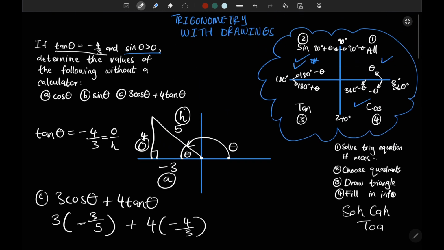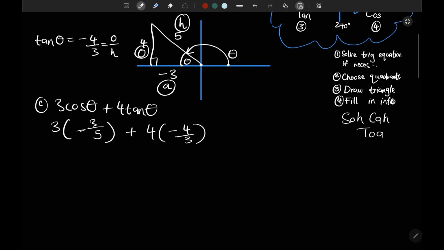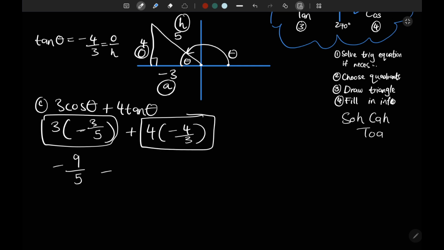Now let's solve for this. They said without a calculator. So let's take this step by step. They said without a calculator, but as I said in the previous video, use it to avoid making any mistakes. So this will be negative 9 over 5 minus, punch this in your calculator. Actually, this should be plus, but when you punch this in your calculator, your answer will be negative. So this is negative 16 over 3.